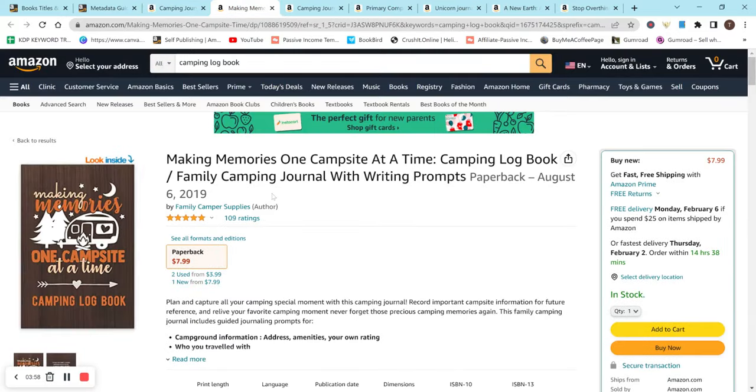Making Memories One Campsite at a Time. This is on the cover, so that's great. And then they also have Camping Logbook. So they added Camping Logbook, Family Camping Journal with writing prompts. I think they probably could have chosen a different word other than camping to add another keyword here, but it might have been a long tail keyword that they had.